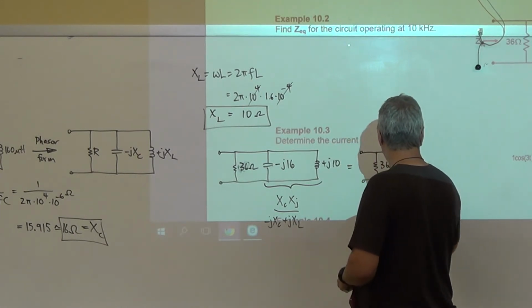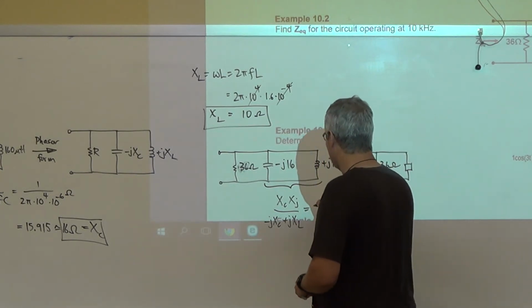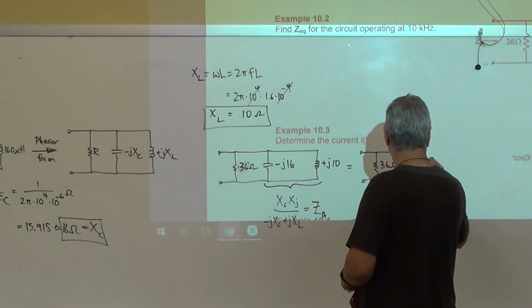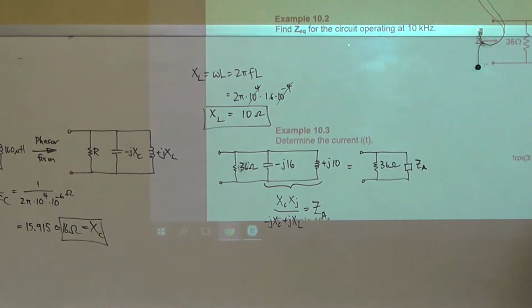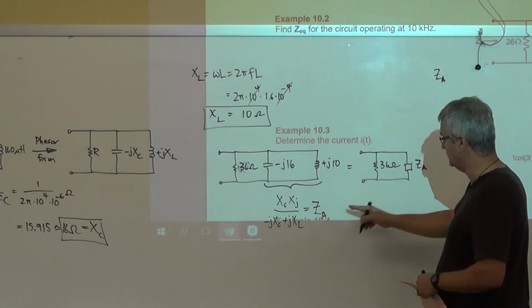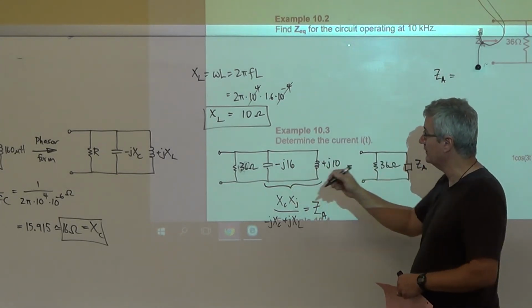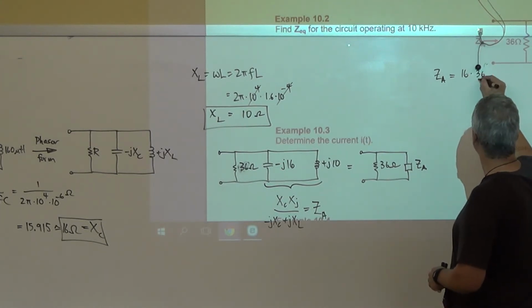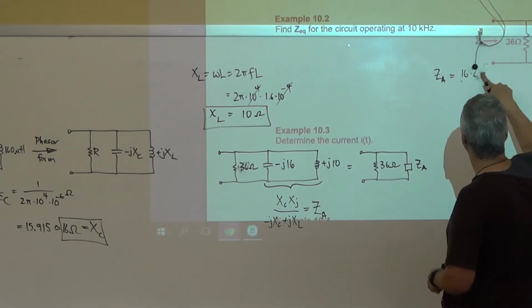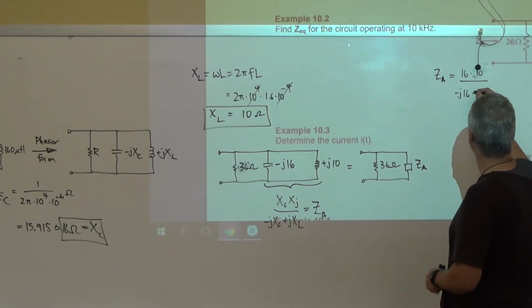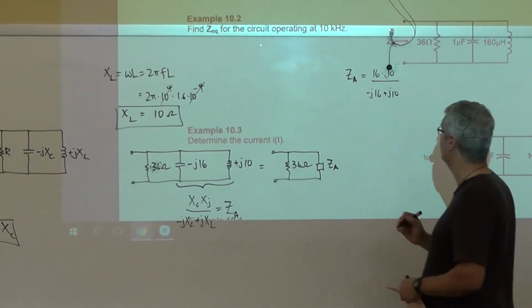And then I have this block here. And this block, let's call this guy, how about ZA. Okay, I'm going to call that ZA. So what does ZA do? Well, ZA here, if I just bring this up here, is going to be 16 times 10 divided by minus j16 plus j10.